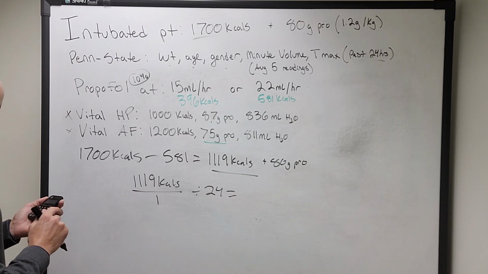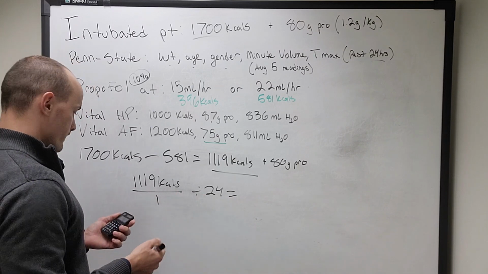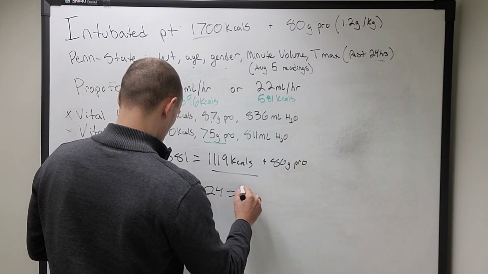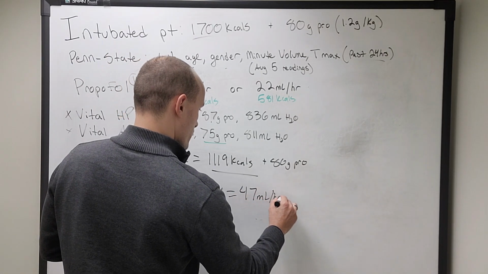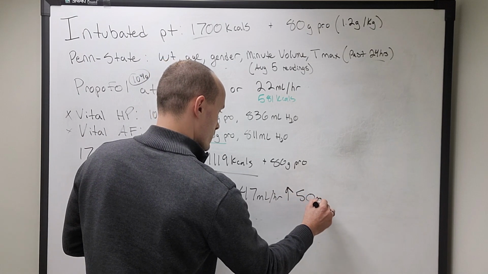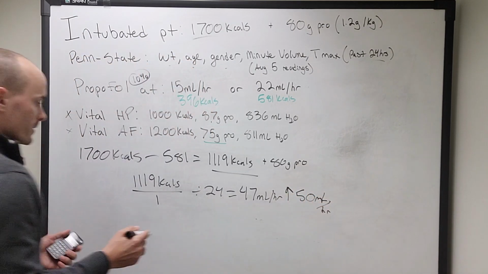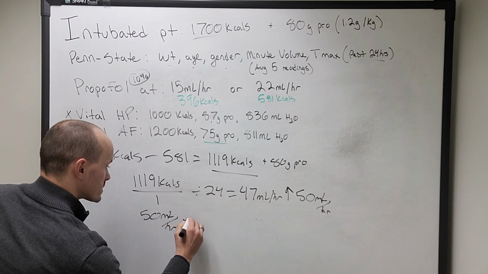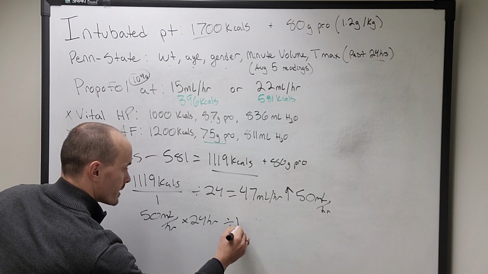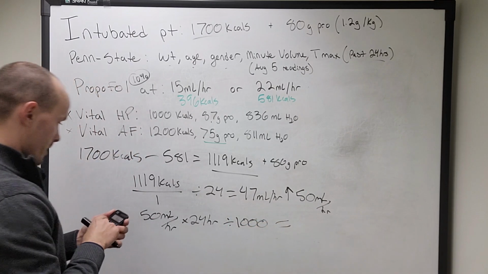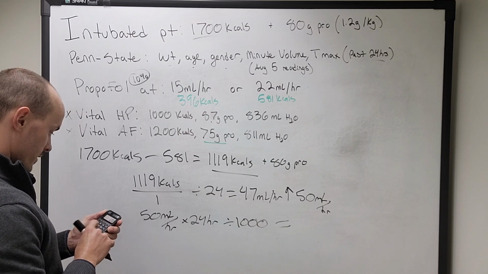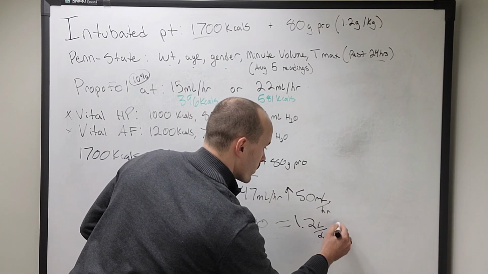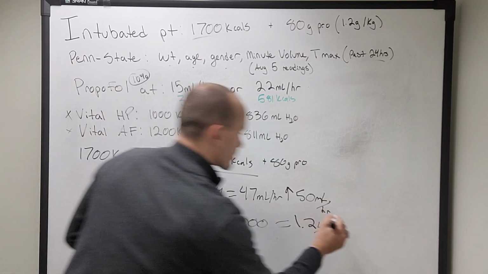Divided by 24 gives us 46.6. Well, what are you going to do? Knowing that the formula is not going to be running for 24 hours exactly, I'm going to round up to 50. So this gives us 47 mils an hour, but I'm going to round up to 50. Okay, cool. So with our rounded up rate, 50 mils per hour times 24 hours divided by 1,000 gives us our multiplier. So 50 times 24 divided by 1,000 gives us 1.2 liters per day.